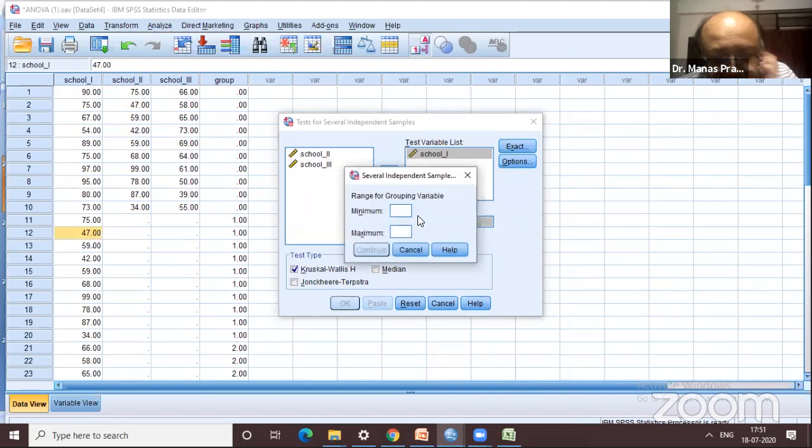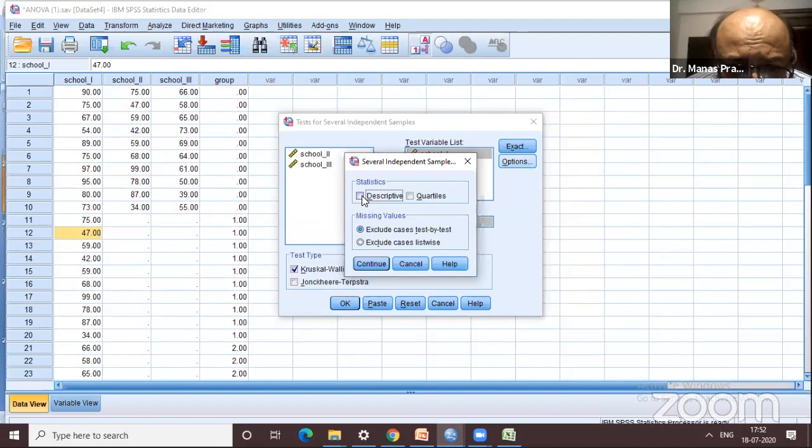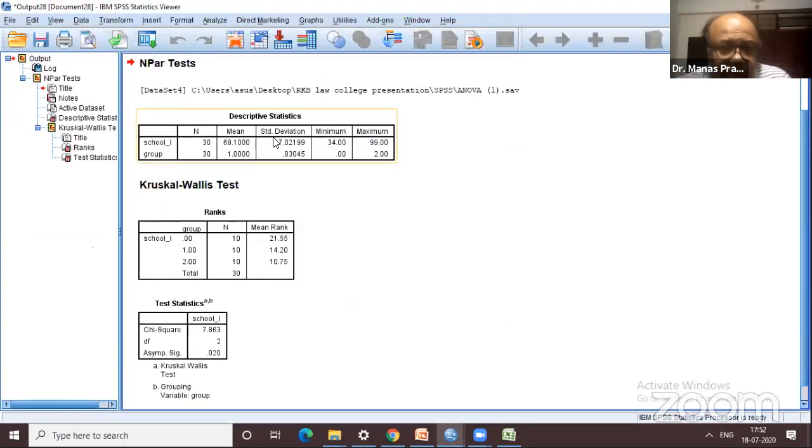And define range, I have to click define range. So I have to put the minimum value and the maximum value. Minimum is 0, means school 1. Maximum is 2, means school 3. Continue. And I can also click on options, where we can give descriptive statistics. If I need the descriptive statistics also, I put it here. Click OK. So you can make a table like this also.